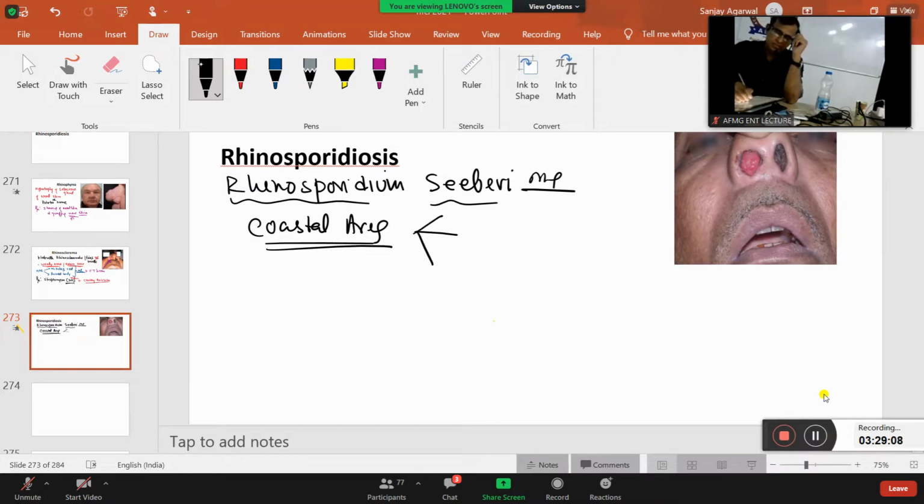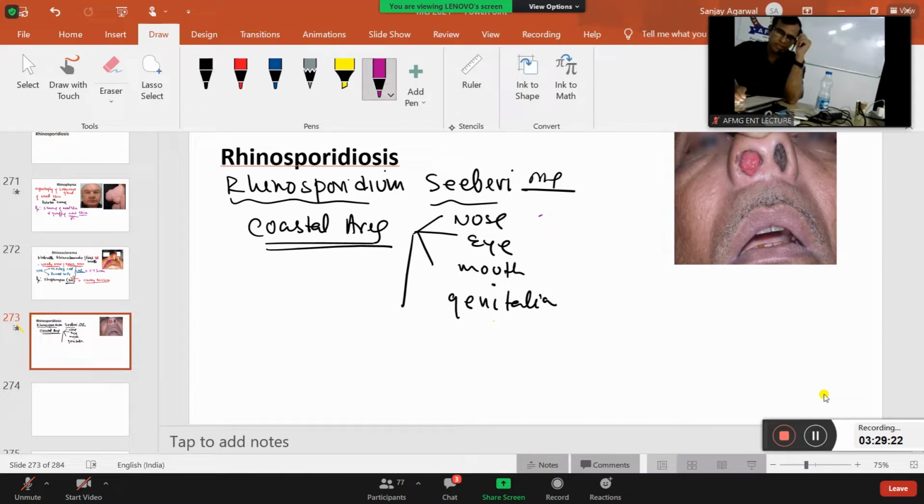And there are four sites. One is nose, eye can be involved, mouth can be involved, and genitalia can be involved. So these are the four areas of the body which can be involved in this disease. Nose and mouth are ENT, and it is also in eye and in genitalia. So if the patient comes with rhinosporidiosis, it can have multiple sites. It's possible.